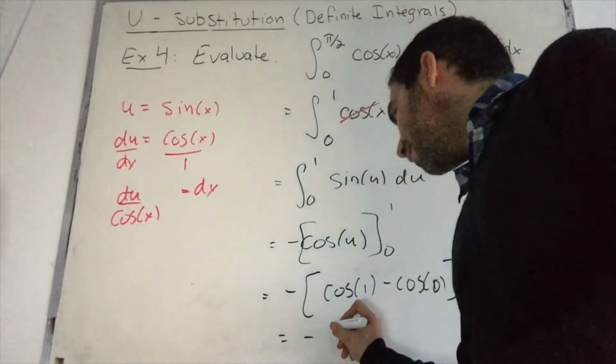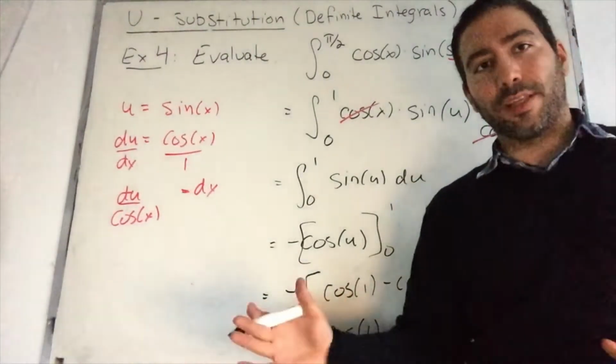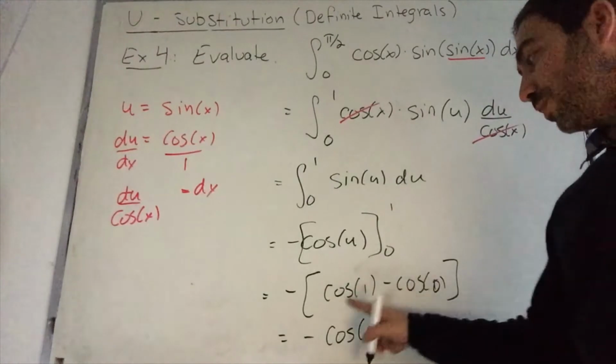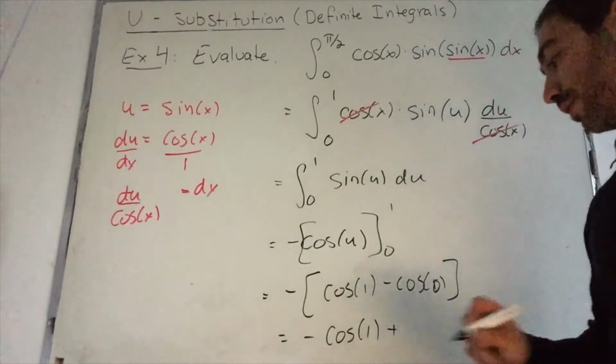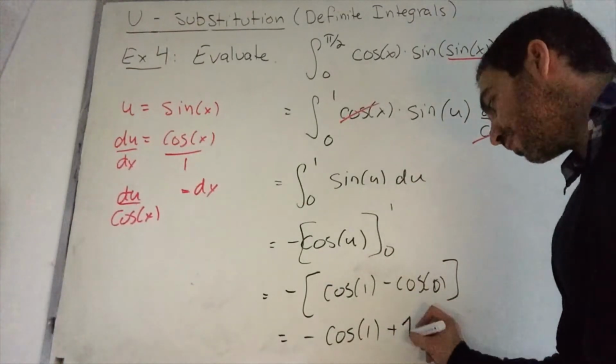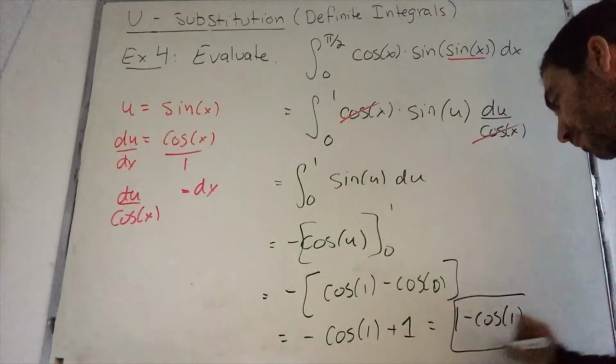So we get negative cos of 1, whatever that value is, you would leave it like this. Without a calculator, you can't solve that, just leave it as cos of 1. And this negative distributes to this one, turning it positive, because two negatives make a positive, and cos of 0 is 1. So the answer is just 1 minus cos of 1 unit squared.